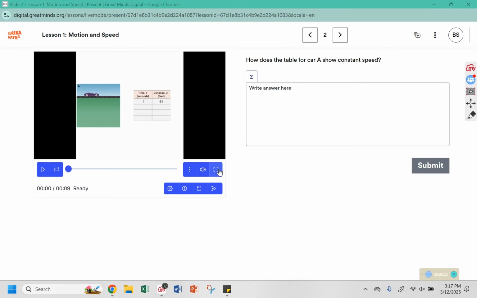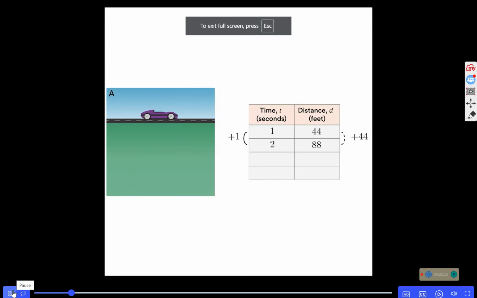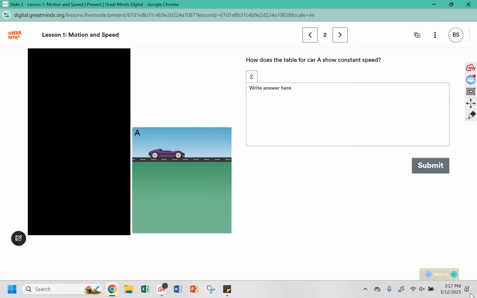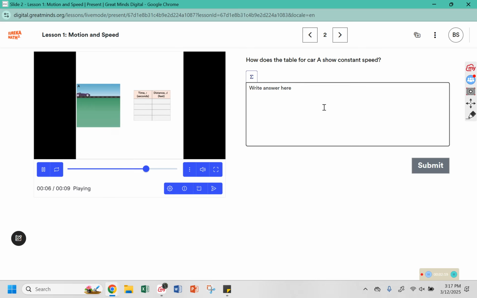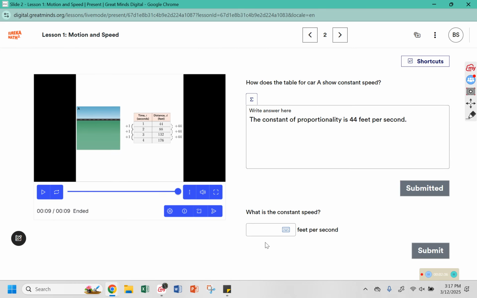How does the table for car A show a constant speed? The constant of proportionality is 44 feet per second. If we divide 44 by 1, we get 44. 88 divided by 2 is 44. So we have a constant of proportionality here.